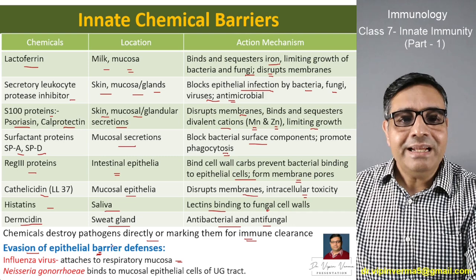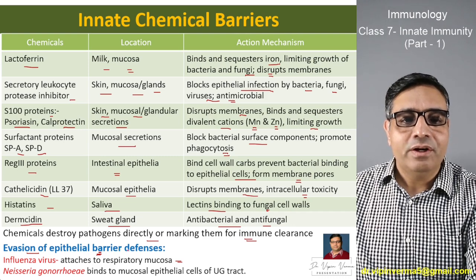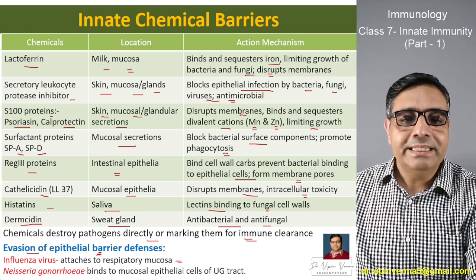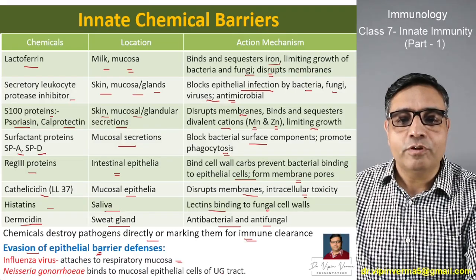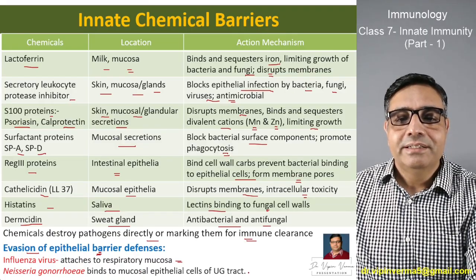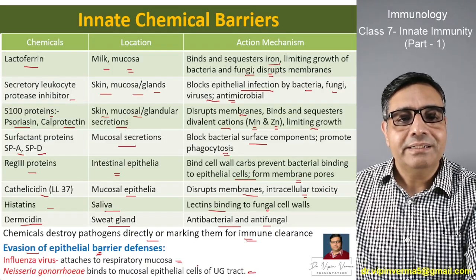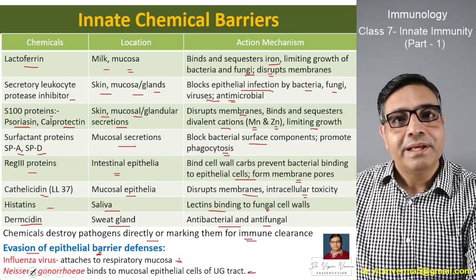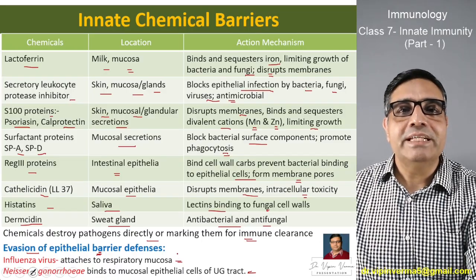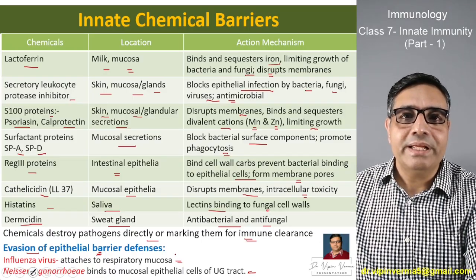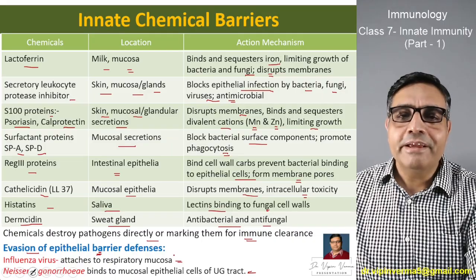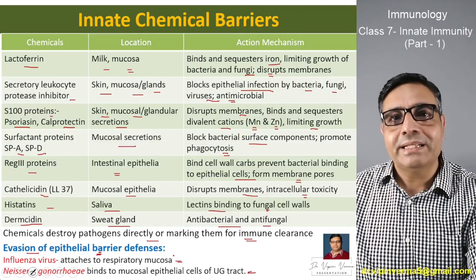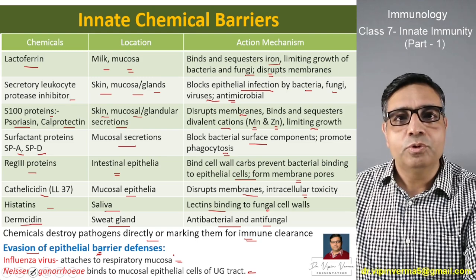And then another example is Neisseria gonorrhoeae. This binds to mucosal epithelial cells of the UG tract, so basically the urogenital tract. It binds there, and then it resists washing away. So these are their smart ways of holding inside the body and causing the infection. There are so many other examples also, but these are just two of them.